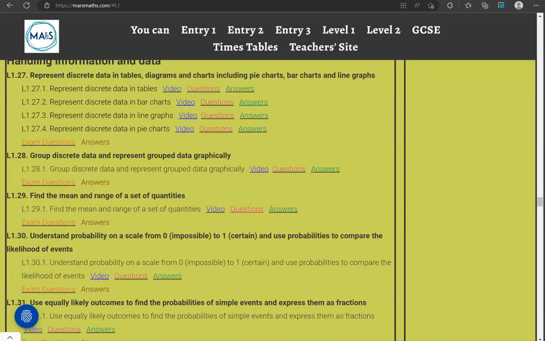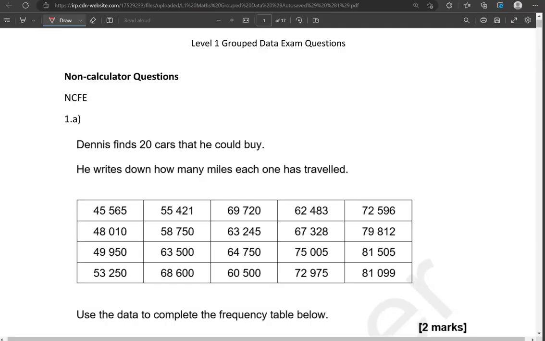In this video, we'll go through exam questions that cover the criteria group discrete data and represent group data graphically. You can locate the questions on the mathsmaths.com website under level 1. The questions come from different exam boards. We'll start with the non-calculator questions and then we'll move to the calculator questions. Here is the first one.